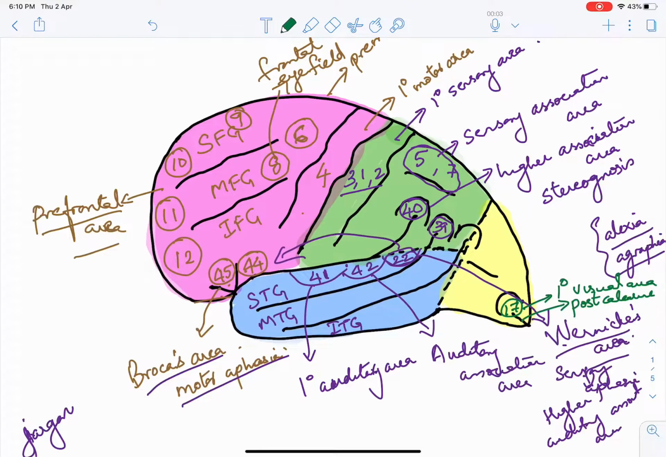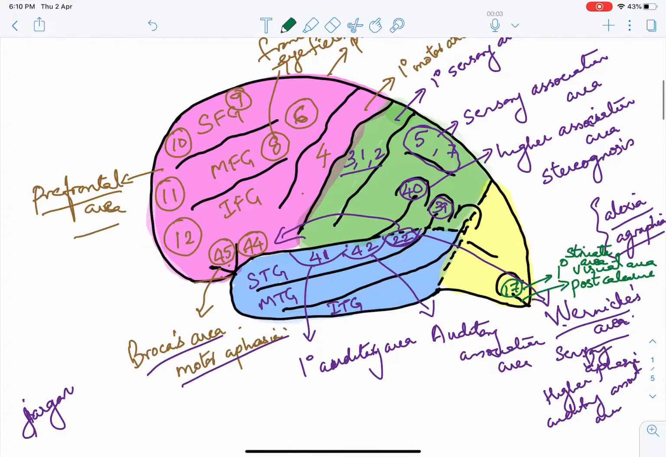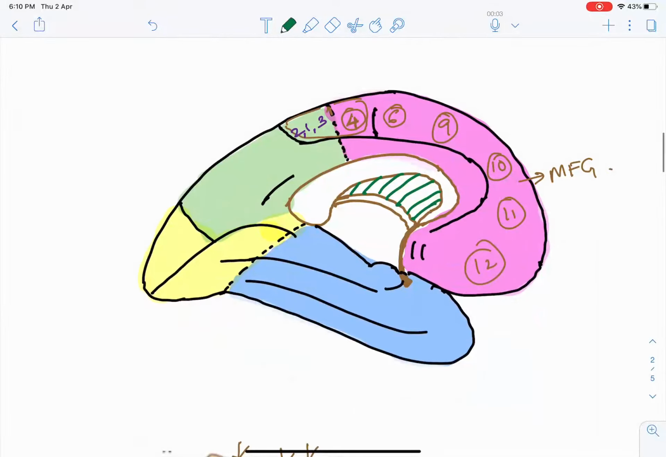It is also extending into the medial aspect. So this is the calcarine sulcus. So this is area number 17. It is also extending into the cuneus. You remember this is the triangular area. The triangular area is the cuneus, and between the collateral sulcus and the calcarine sulcus we have the lingual gyrus. So this is the lingual gyrus.